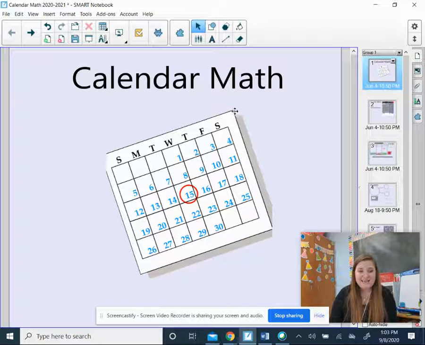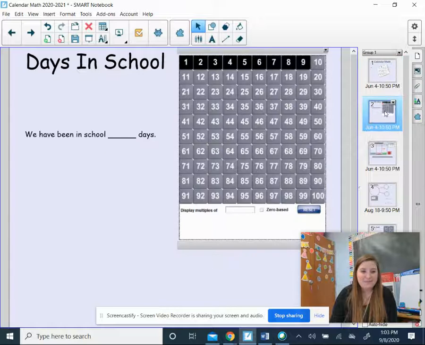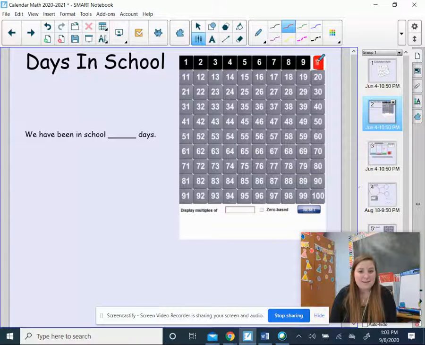Hey everyone, it is Tuesday and it is time for us to get started on our calendar math. So yesterday we had been in school for 9 days, and that means today we have been in school for 10 days. Read it with me. We have been in school 10 days.